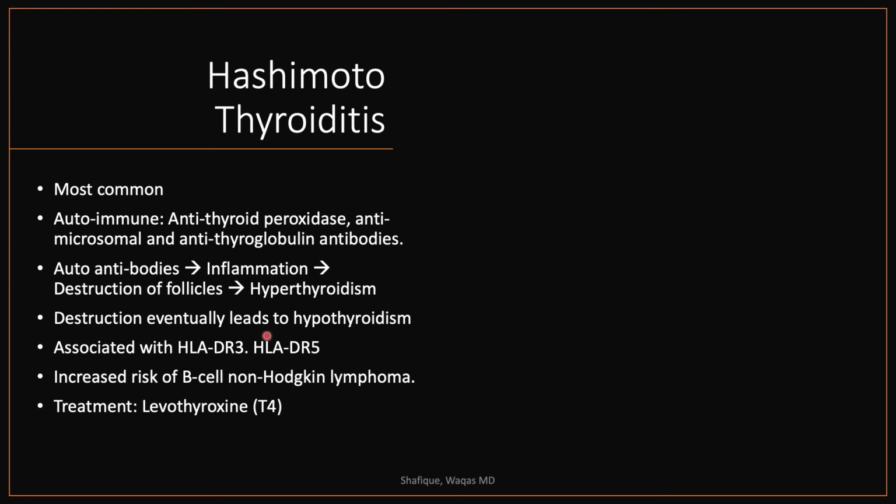And this is associated with HLA-DR3 and DR5. And patients with Hashimoto's will have increased risk of Hodgkin's lymphoma, and that's going to be the B cell type. And treatment, like any hypothyroid state, is going to be with levothyroxine.